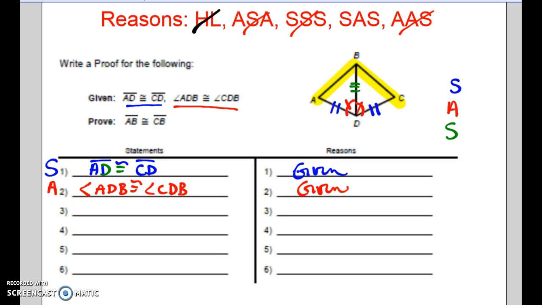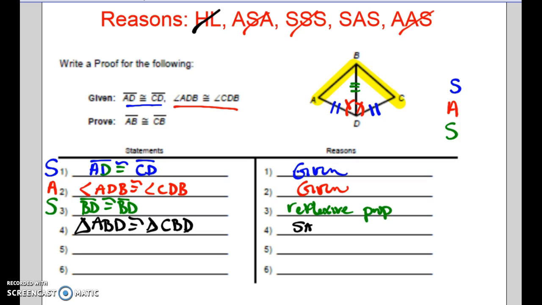So I've got my side, I've got my angle, now I've got to put my other side in there. Why is BD congruent to itself? Do you remember that property? BD is congruent to BD. When I look in the mirror, I see my reflection. So this is the reflexive property of congruence. So now I have to say these 2 triangles are congruent. So I say triangle ABD is congruent to triangle CBD. And the reason is side, angle, side.